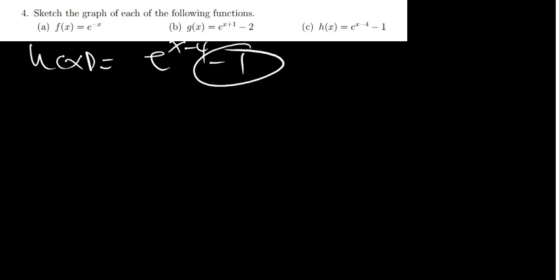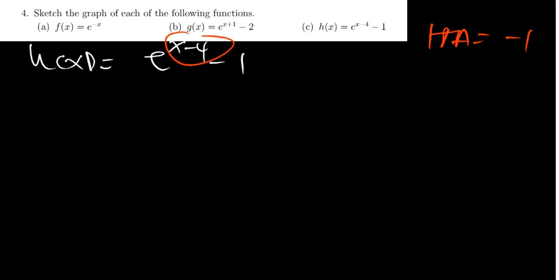We go to part C. We see how we can solve part C. So part C is h of x is equal to e raised to the power x minus 4, minus 1. The number which is not having the power, that is our horizontal asymptote: -1. We get the power and equate it to two things: x minus 4 is equal to 0, and x minus 4 is equal to 1.